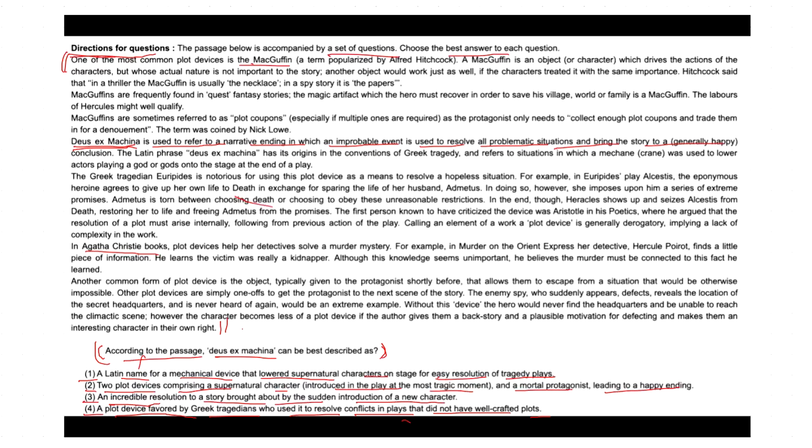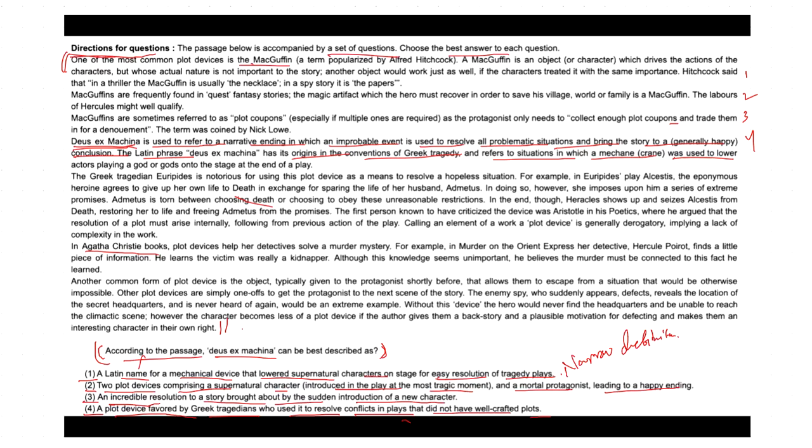So it is a Latin phrase, Deus Ex Machina, which has its origin in the convention of Greek tragedy and refers to a situation in which a mechanic or crane was used to lower actors playing a god or gods onto the stage at the end of a play, isn't it? So we find it in the fourth paragraph. Now, on the basis of the options, option one cannot be the correct answer since it is only a narrow definition of what Deus Ex Machina points out. So it is called a narrow definition, right? The term now has come to mean more than that.